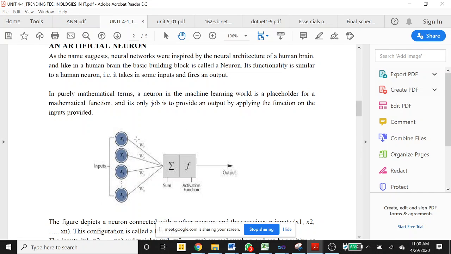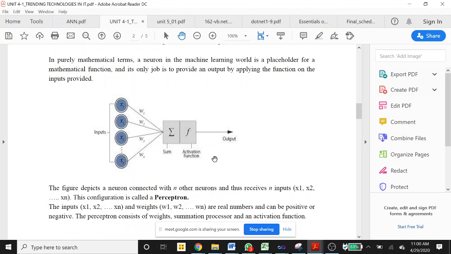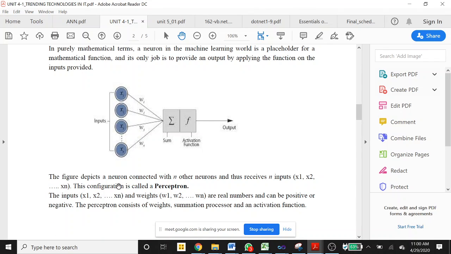If we have a single neuron implementing the summation function, activation function, and then output, that type of system is called a perceptron. Remember, that is an important term. In this configuration we have an input, and weight factors are also available on the arcs or edges. Then we perform scalar multiplication, like x1 into w1, x2 into w2, and so on. After multiplication we perform the summation. Then we implement an activation function on it, and we get the output. This architecture is known as the perceptron.